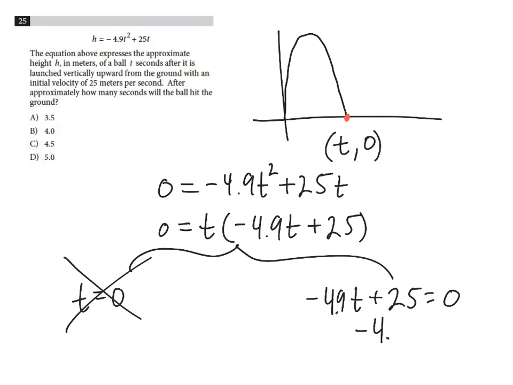I'm going to subtract 25 from both sides, and I'm just going to divide both sides by negative 4.9. Well, if I divided by 5, that would be 5 even, so I'm pretty sure it's going to be 5.0 here, but I'm going to go to my calculator and just divide this right away. I get 25 divided by 4.9 is 5.102 on and on. So 5 seconds.